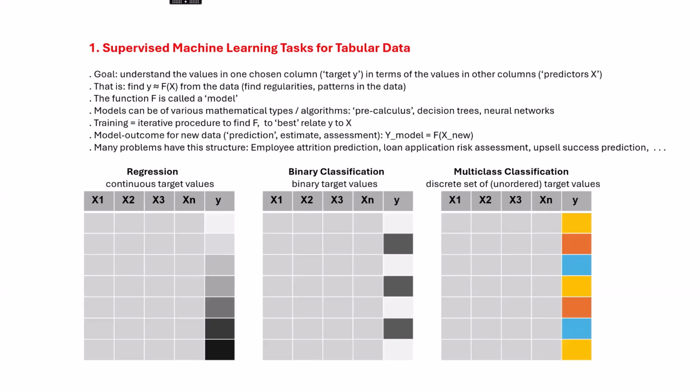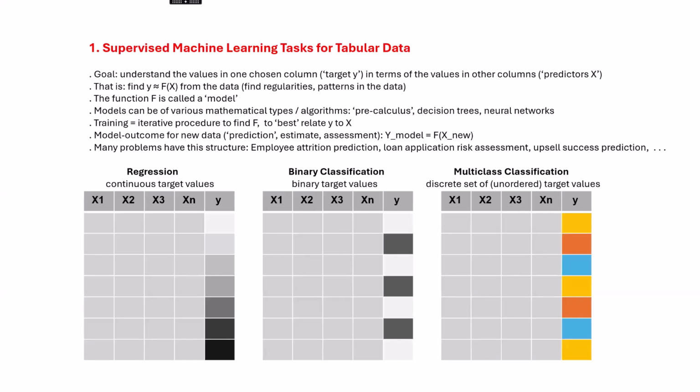And models can be of various mathematical types, like functions can be of various mathematical types. The pre-calculus function y equals cosine x, but functions can also be described by decision trees or collections of decision trees or neural networks. And correspondingly, there are many different algorithms for trying to detect patterns in the data that explain the values of the target column in terms of the values in the other columns. The process of finding the form of this function f is called training. It's an iterative process where you try to fit to the data.